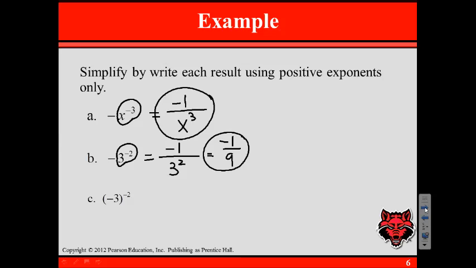The last example on this page, negative 3 to the negative 2, and in this example, negative 3 is contained in parentheses. So that is the base that the exponent is being applied to. So for that reason, we will write this as 1 over negative 3, still in parentheses, raised to the positive 2. As we simplify, negative 3 times negative 3 is a positive 9. So 1 over negative 3 squared would be 1 over 9.